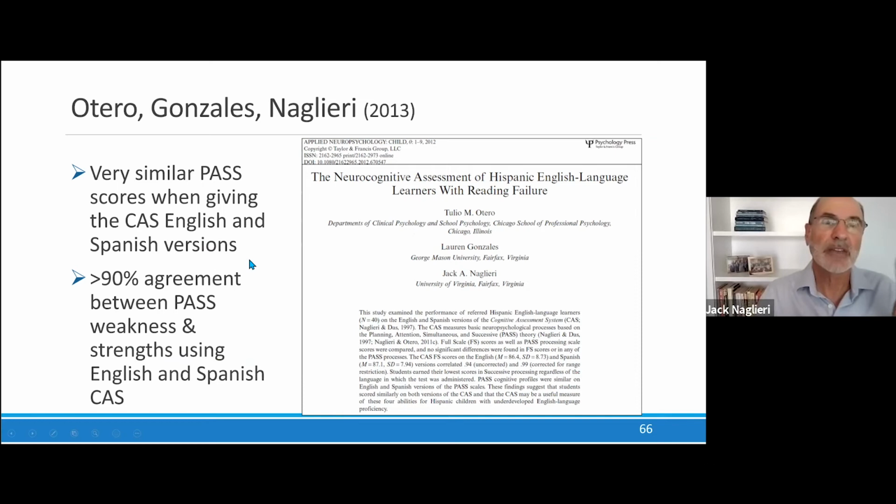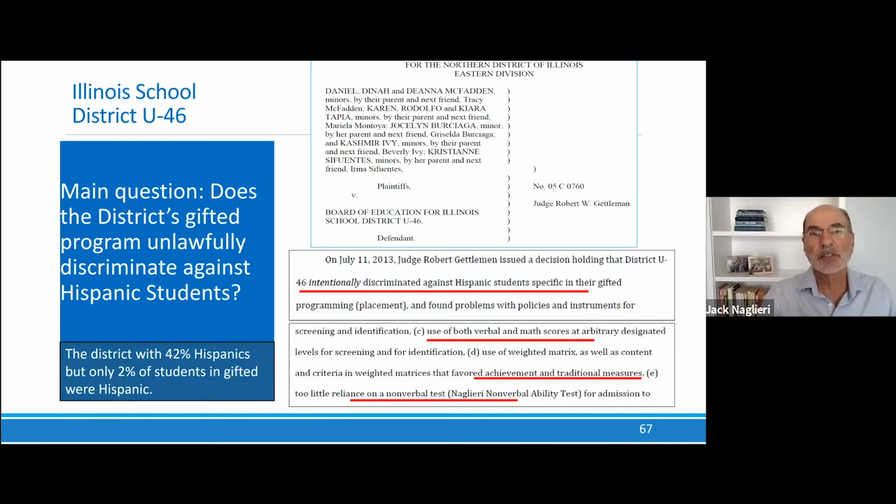And the really interesting thing is when you look at, do they have a strength and weakness in PASS, over 90% of the time you get the same answer. And you may not know this, but there's a really interesting court case having to do with gifted kids, in a district, actually it was U46 in Elgin, Illinois, where 42% of the district population was Hispanic, but only 2% of the kids in gifted were Hispanic. Obviously something's wrong, right? Well, to make a long story short, the judge ruled that the district intentionally discriminated and violated the Hispanic children's civil rights because they required everyone to have high verbal and math scores in order to get into gifted. Even though they gave my Naglieri nonverbal, and even if they had a really high score on my nonverbal, the district still wouldn't let them in.